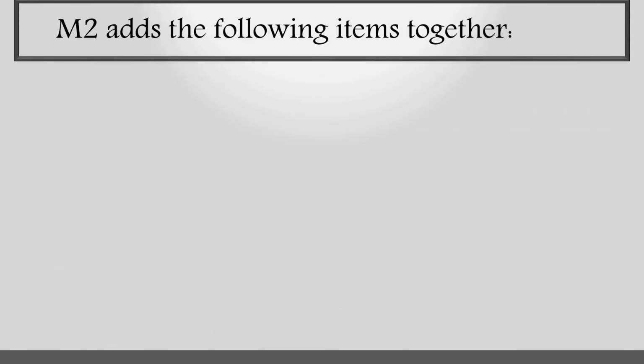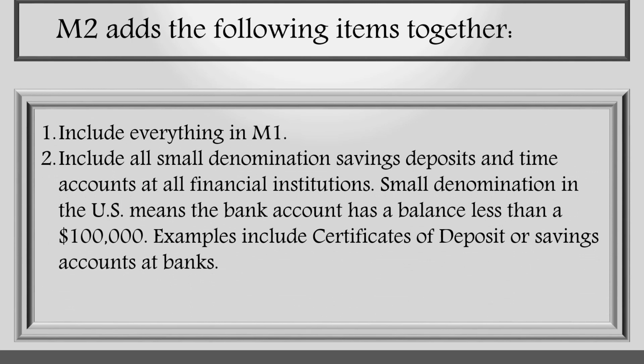Economists define the M2 as a broader definition than M1 because they use the liquidity approach to define the money supply. M2 includes everything in M1 and also includes all small denomination savings, deposits, and time accounts at all financial institutions.